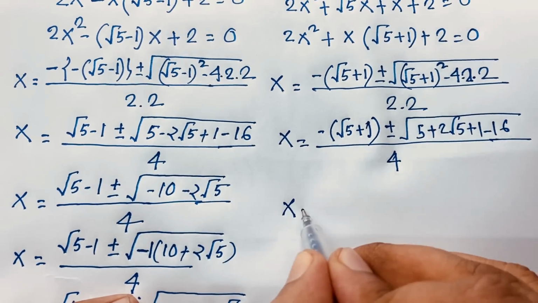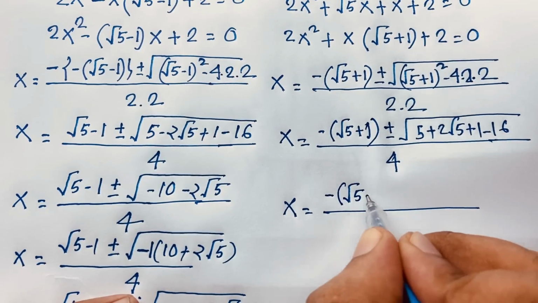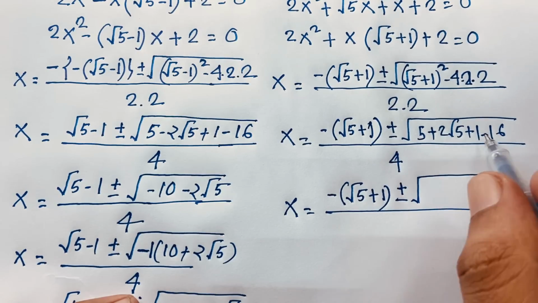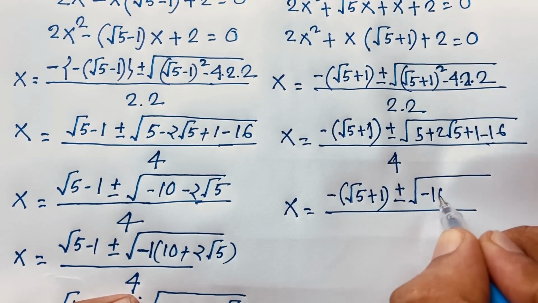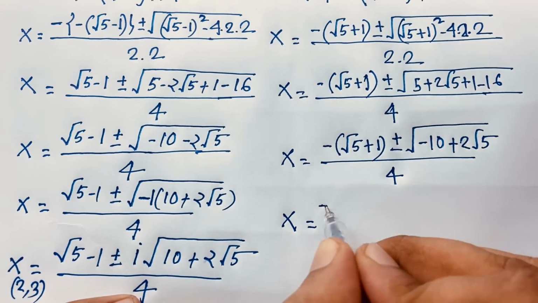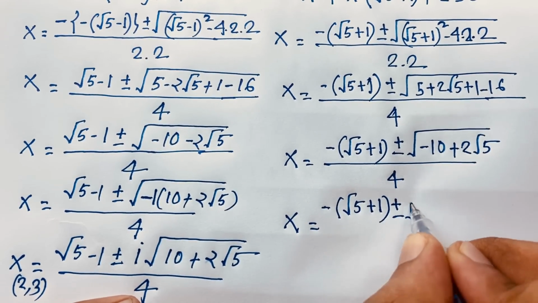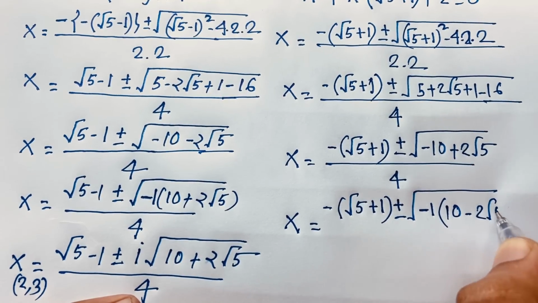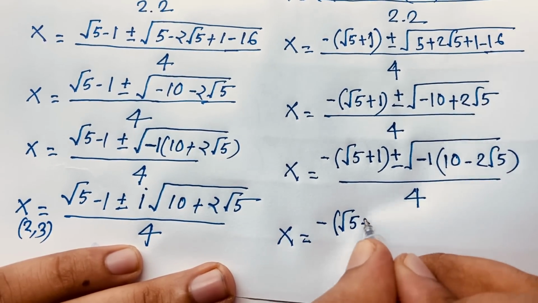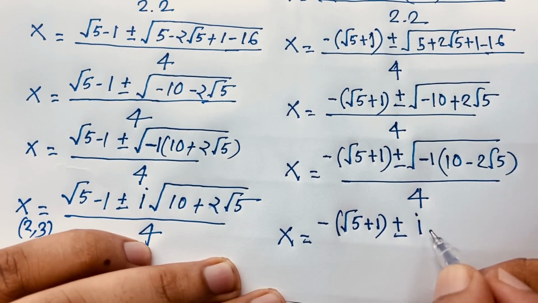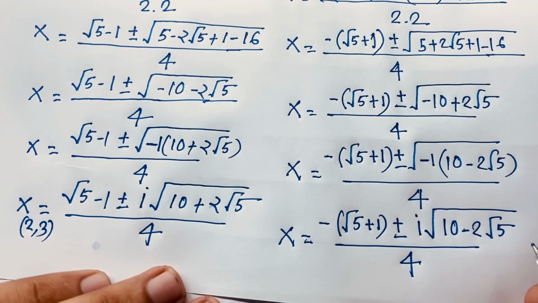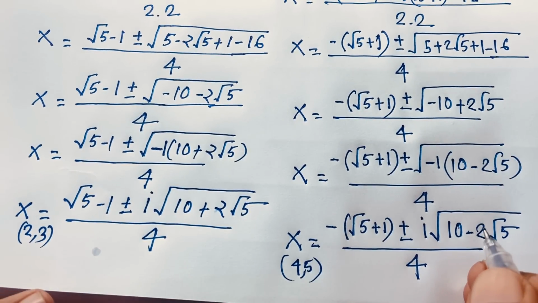Now x is equal to minus square root 5 plus 1, and plus minus square root, then it will be negative 10, because 5 plus 1 is 6, minus 16 is negative 10, and plus 2 square root 5 over 4. Then x will be minus square root 5 plus 1, and if I take the negative sign common, it will be positive 10 minus 2 square root 5 over 4. Now x will be minus square root 5 plus 1 plus minus i, since square root of negative 1 is i, and then square root 10 minus 2 square root 5 over 4. This is our other solution. This is x4 and x5. So it is a big solution.